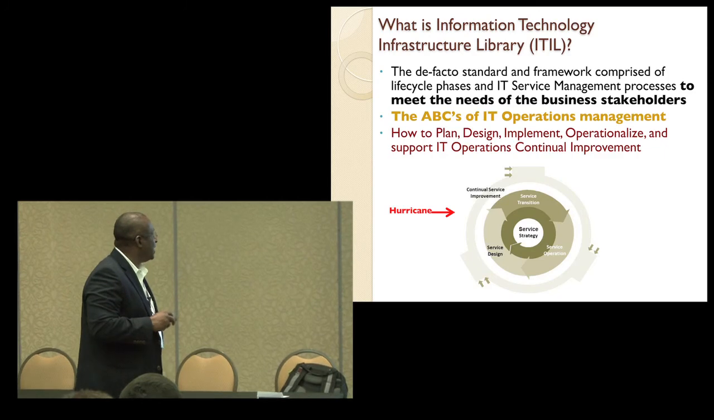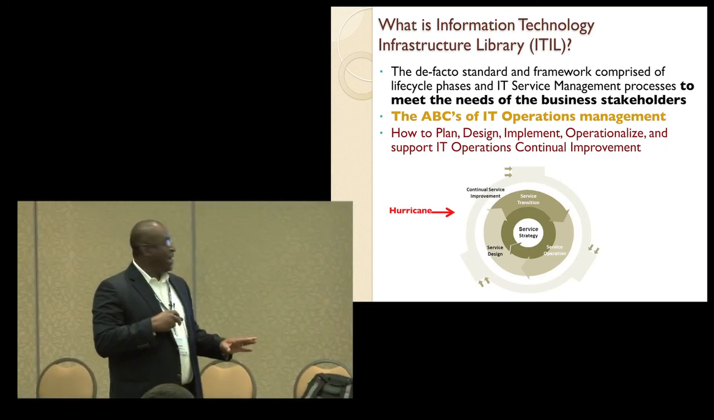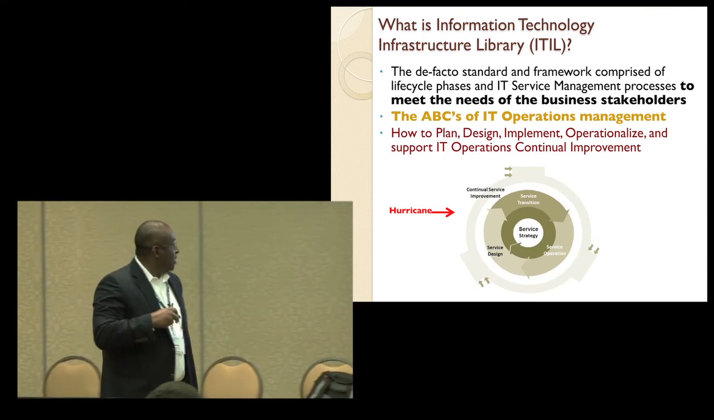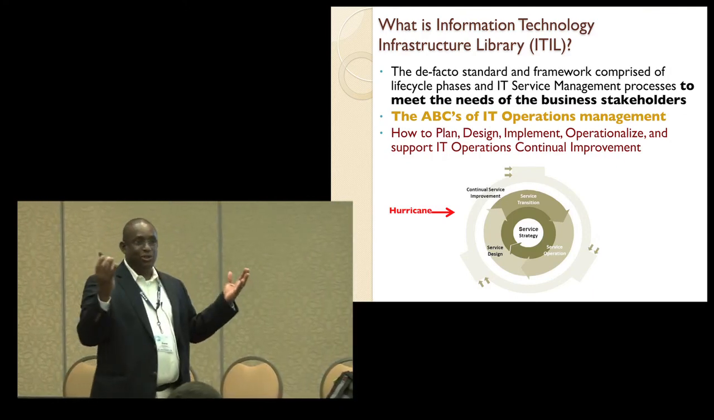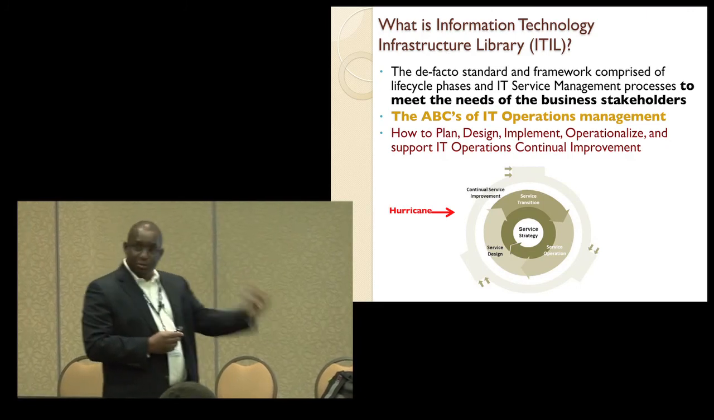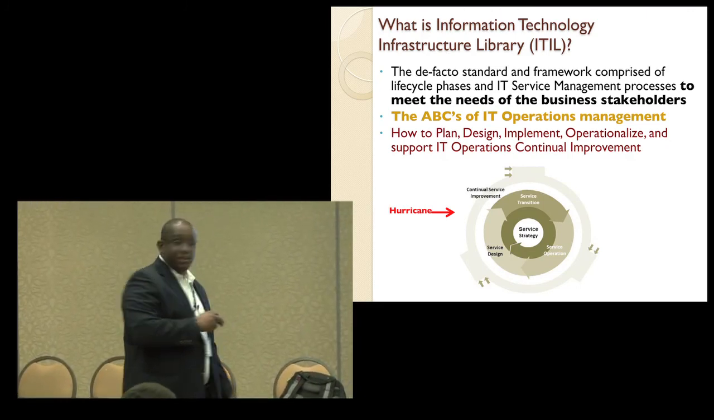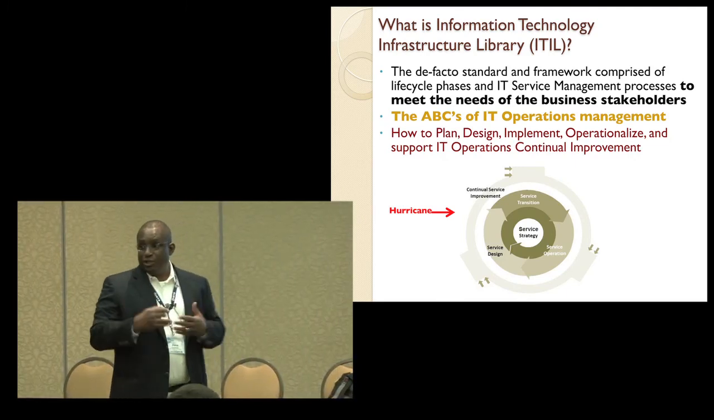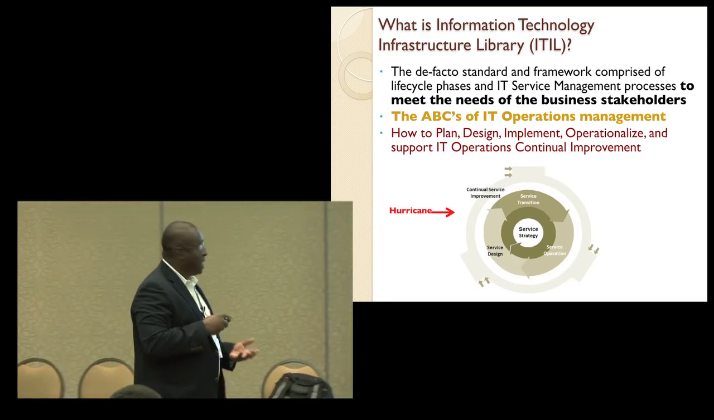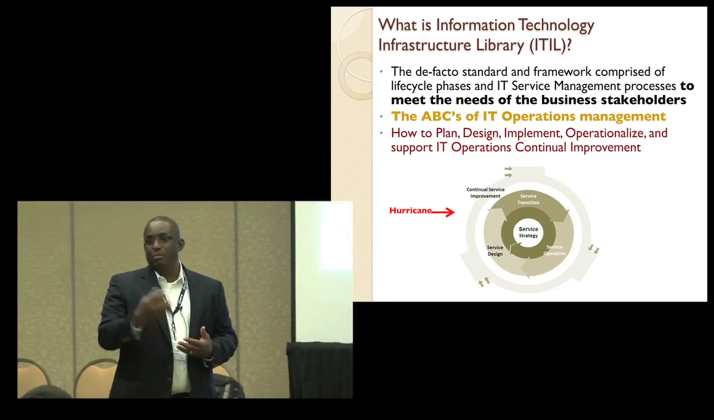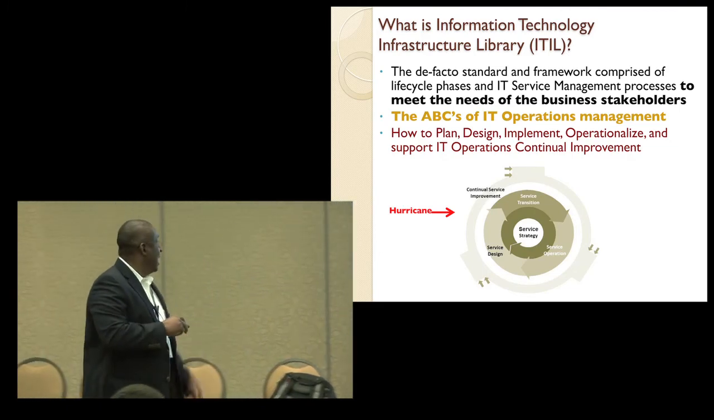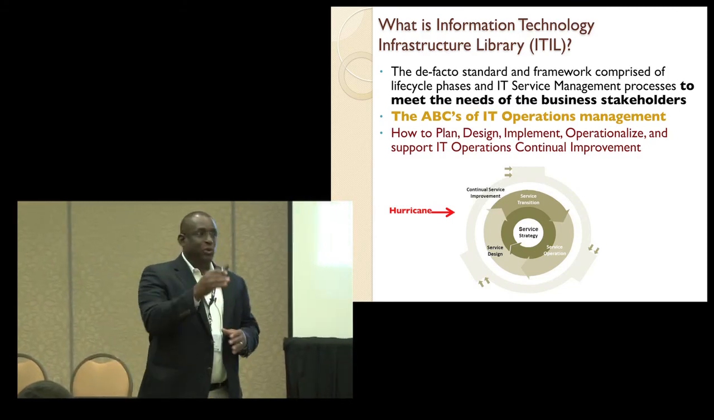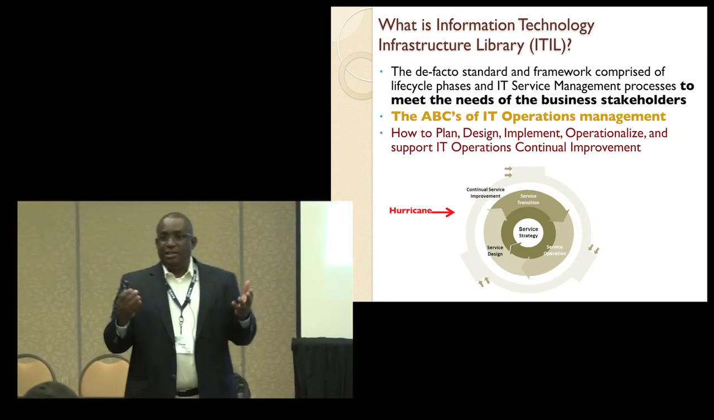What I see in this diagram, in this model, is a hurricane, right? Lots of stuff going on. You start with service strategy, as you establish your strategy for how you're going to implement IT operations. You look at the design of those processes, how you're going to transition them and make them operational, and then look at service operations. Once you put them in play, how are you going to measure them and make sure they're valuable and continually improving the process?